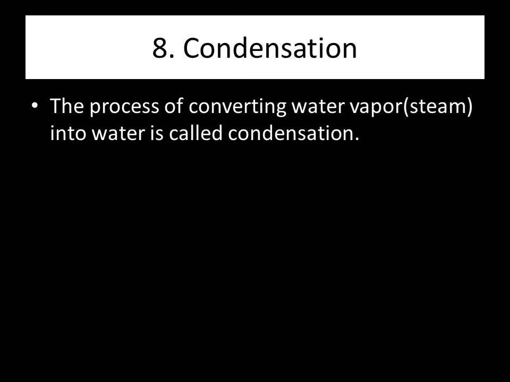Condensation. The process of converting water vapor into water is called condensation. So this process is reverse of evaporation. In evaporation, water is converted to water vapor, but in condensation, water vapor is converted to water. This is how rains are formed.